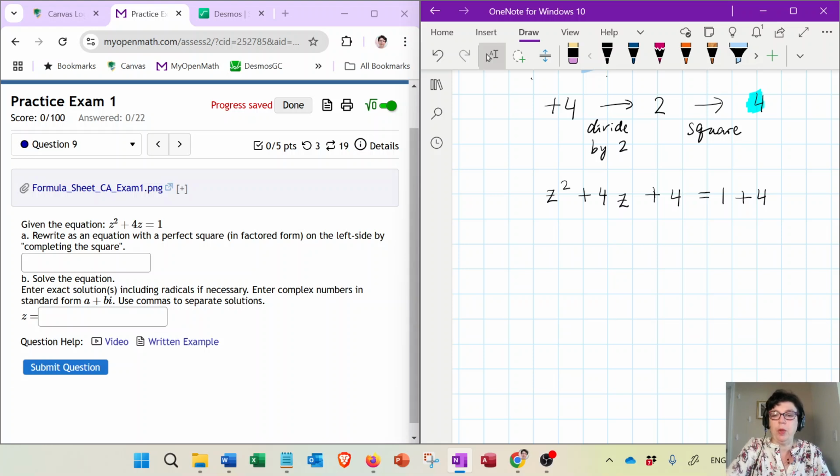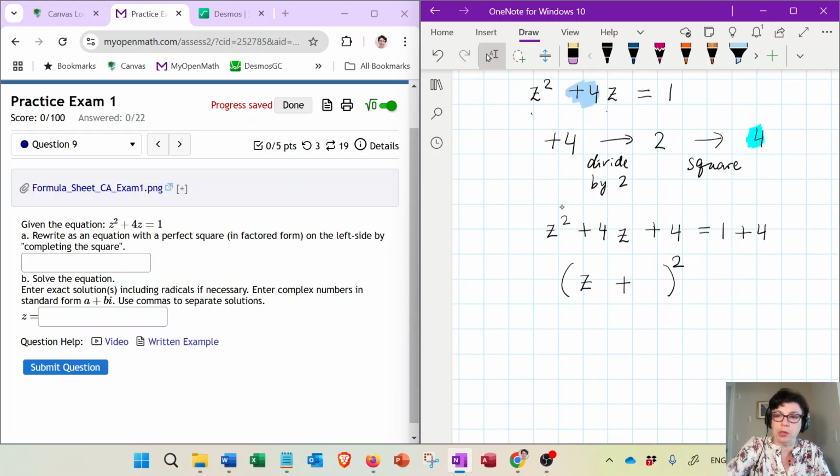What are we achieving? We are achieving a perfect square trinomial on the left-hand side. That means it's going to be something squared. What is this something? It's going to be z plus, and why is it plus? That's because this was positive. If this was minus 4z, this would have been minus. But because this is plus, this is going to be plus. Now, what do we put in here? Whatever number was in that intermediate step, so that is 2. And on the other side, we got 1 plus 4, which is 5.